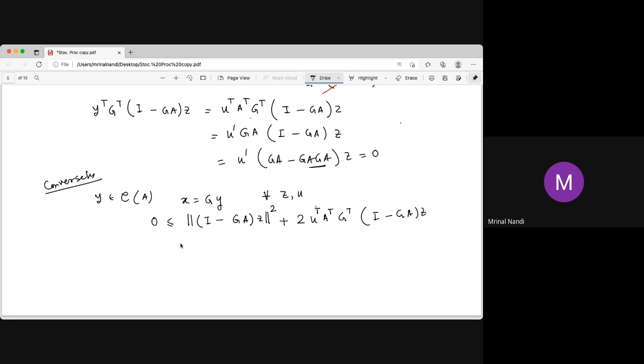Now you just replace that U by alpha U. So for any alpha scalar, then what happens? Then your U transpose A transpose G transpose (I minus GA) Z is less than 0. And we choose sufficiently large positive alpha. Then what happens? If you choose positive alpha, then it's a contradiction. It can't be negative. So it is a contradiction.